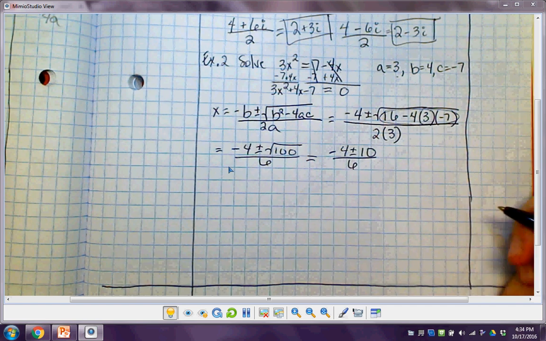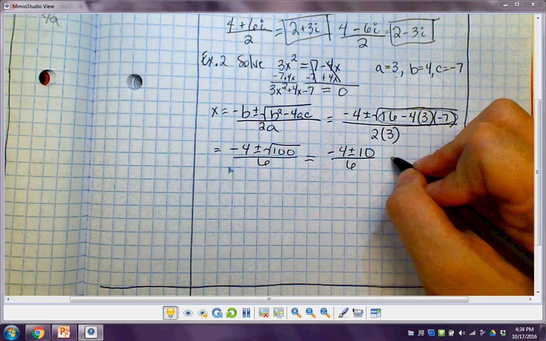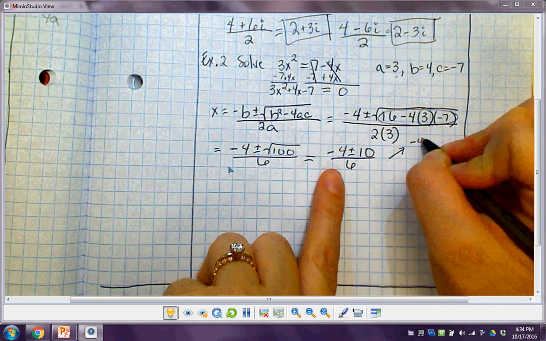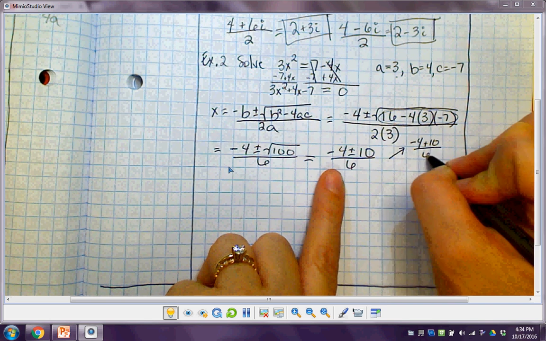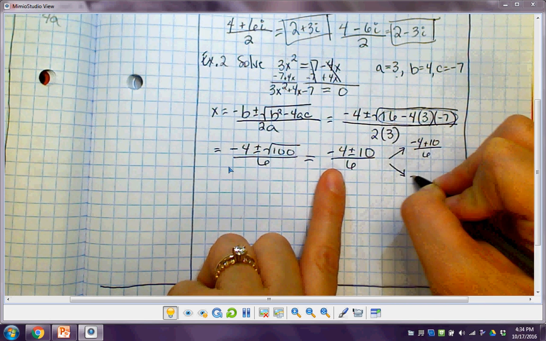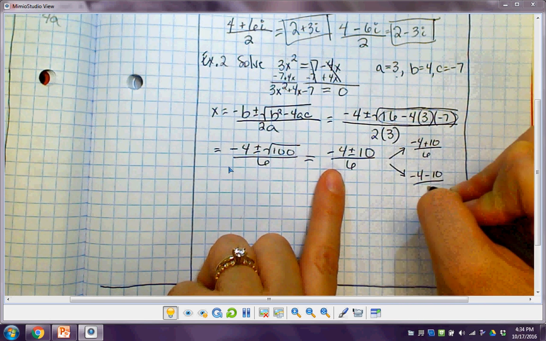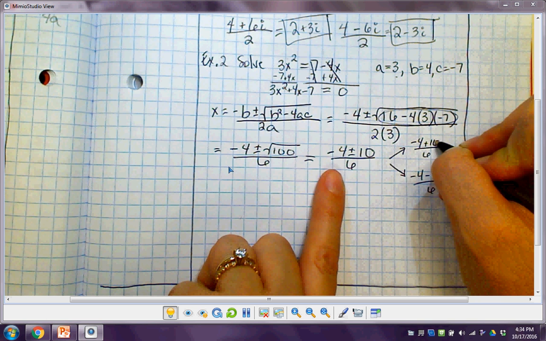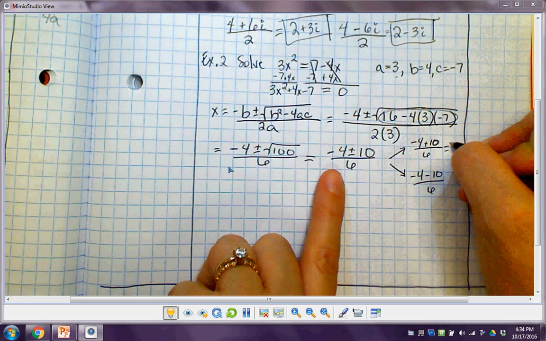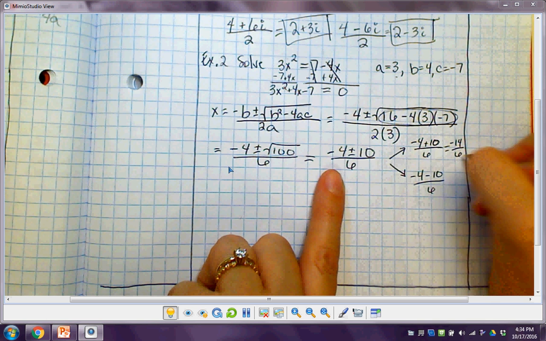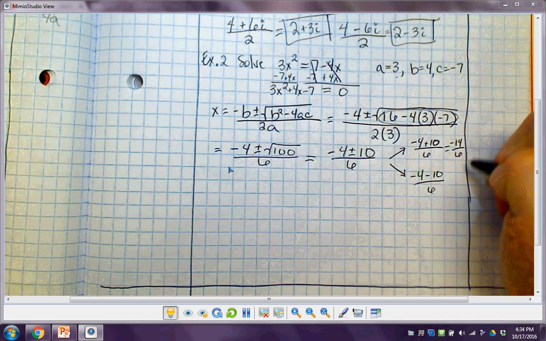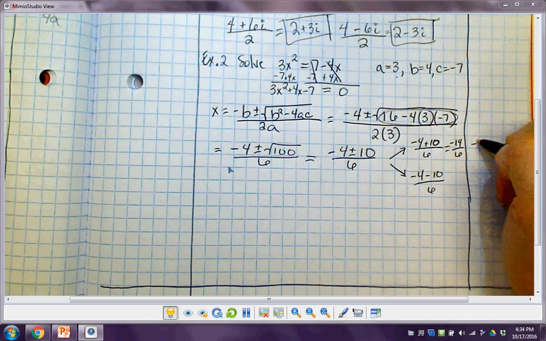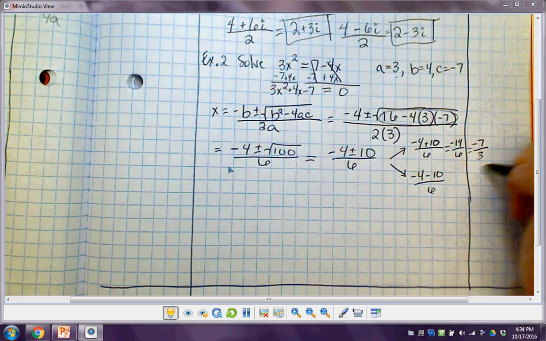And then remember, we have two solutions. We have negative 4 plus 10 over 6. And we have negative 4 minus 10 over 6. So this is going to be negative 14 over 6, which can be simplified, negative 7 over 3, but it can't be made into a whole number.